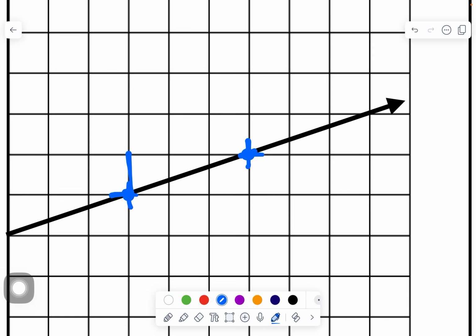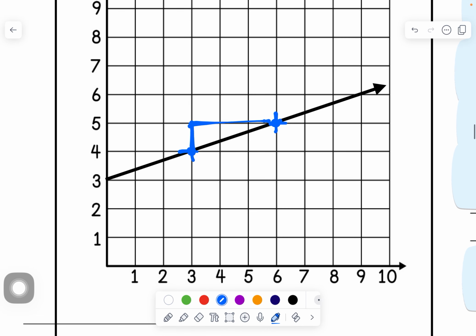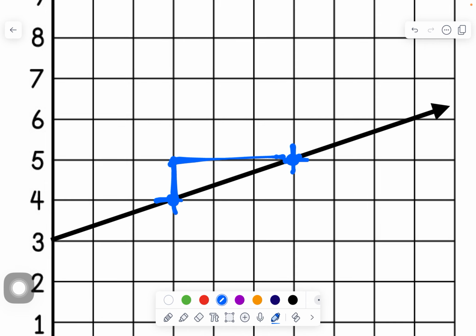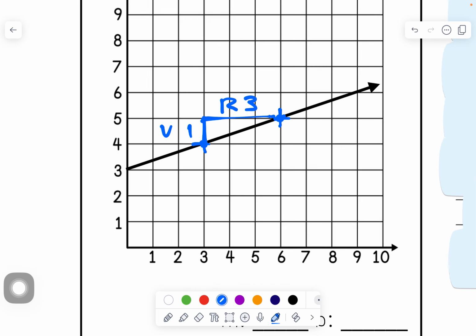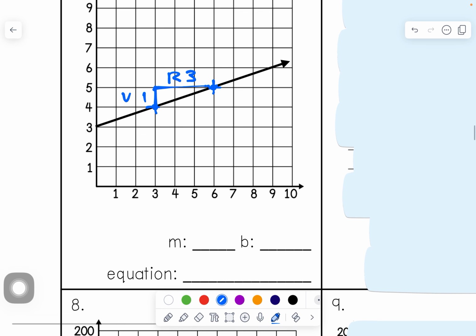I'm going to draw my triangle. I know some of you resisted that in class. We need to actually draw the triangle, please. I want to label the sides. So check my units. Everything's counting by ones, so I can go up 1 and right 3. That gives me my m, 1/3. Remember, it's rise over run. Some of us were flip-flopping that during class the other day.